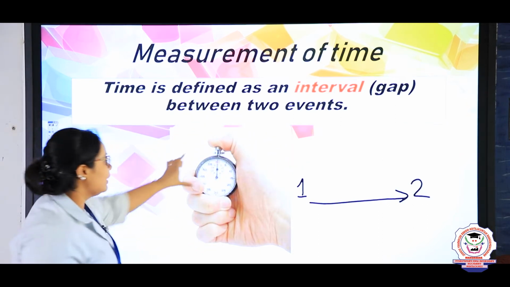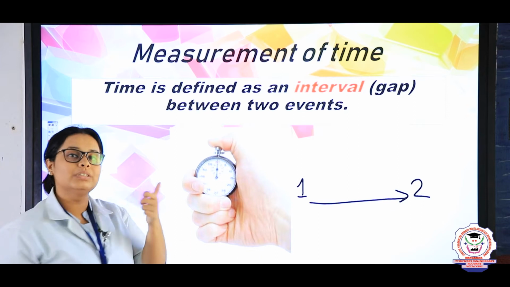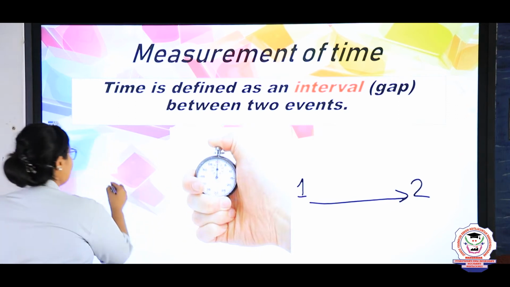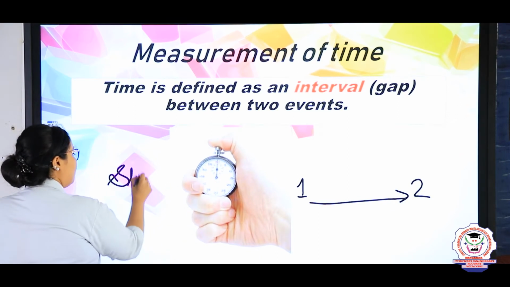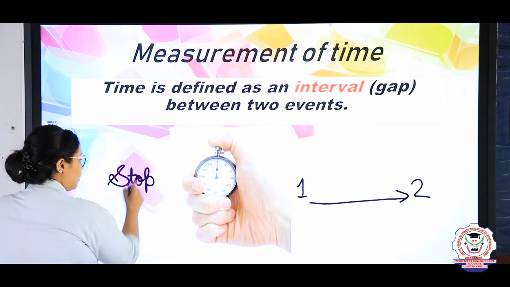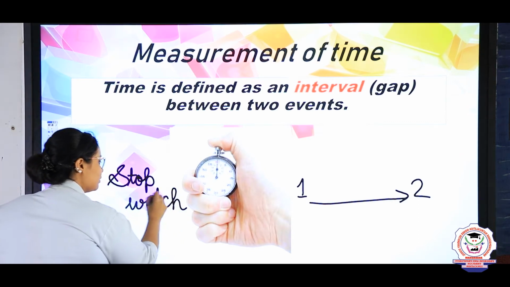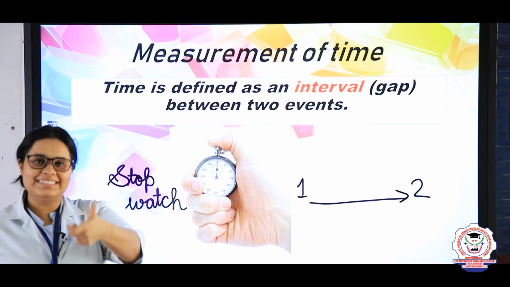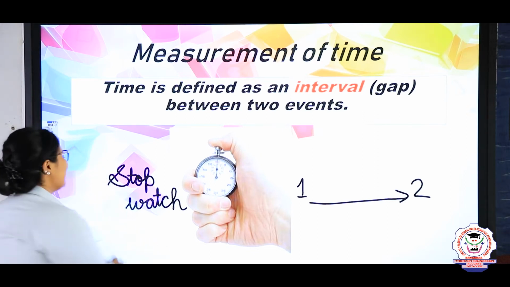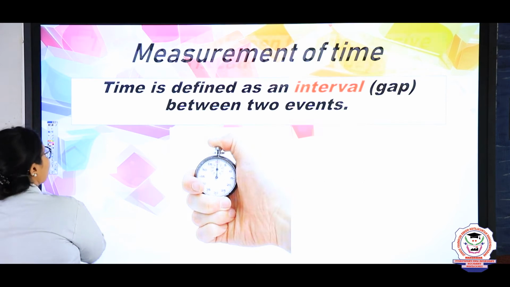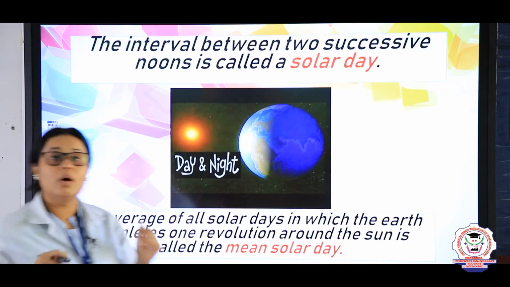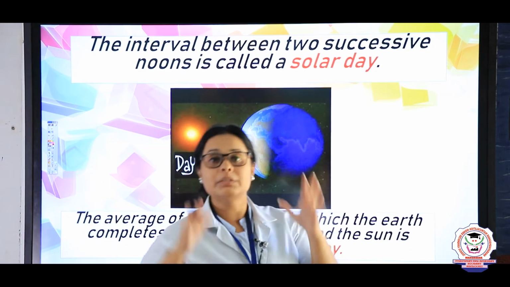Good. In the same way, time can be calculated using a stopwatch. So what is this? This is a stopwatch. Why is it known as a stopwatch? Because we can stop it easily, that's all. That's why it's known as a stopwatch, right? Now let's see what this time definition means.